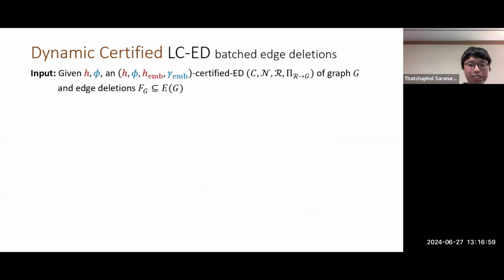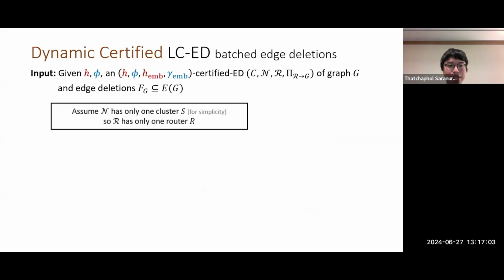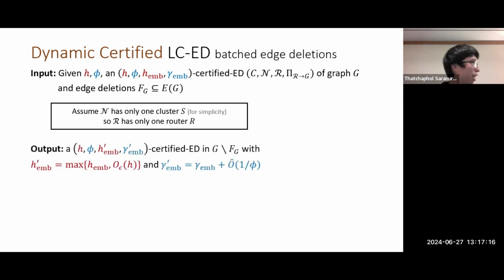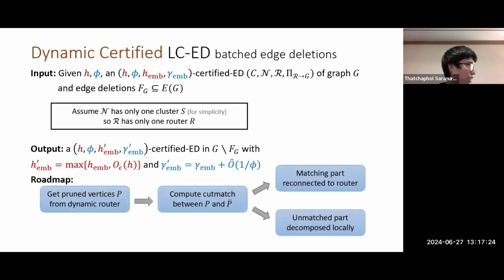And the edge deletion is a little bit tricky to handle. For simplicity, we assume that N has only one cluster, so we only need to handle one router. And we will show that we can somehow output a slightly worse certified ED with this quality loss. And this is the roadmap of the algorithm.